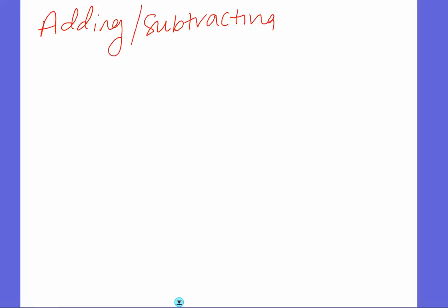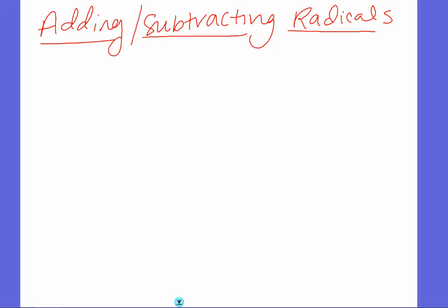Today we're going to spend some time talking about adding and subtracting radicals. Last class you learned about multiplying radicals, and today we're going to talk about adding and subtracting radicals. Adding and subtracting radicals are the most picky because it's just like combining like terms.